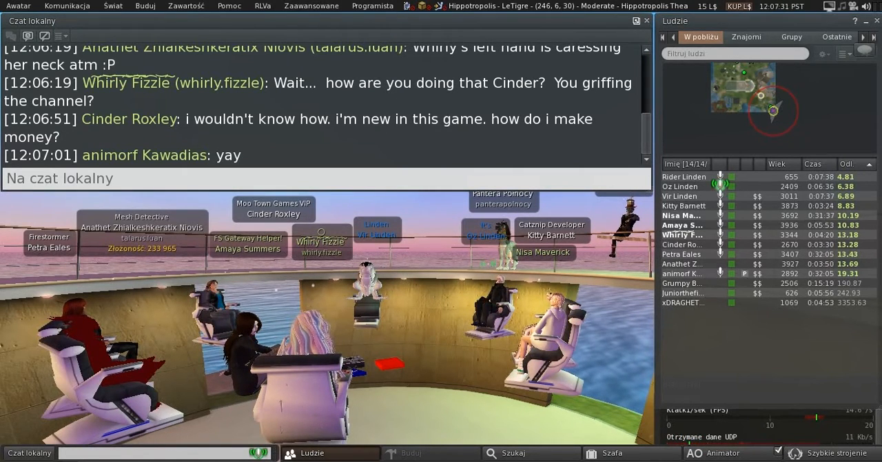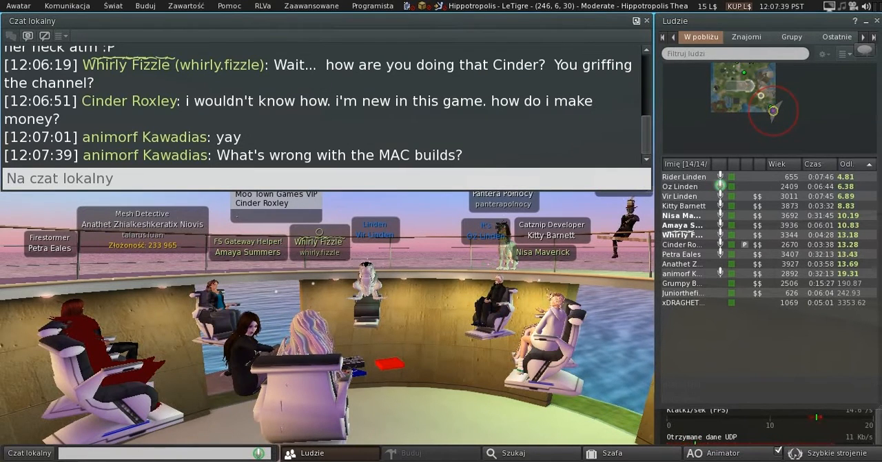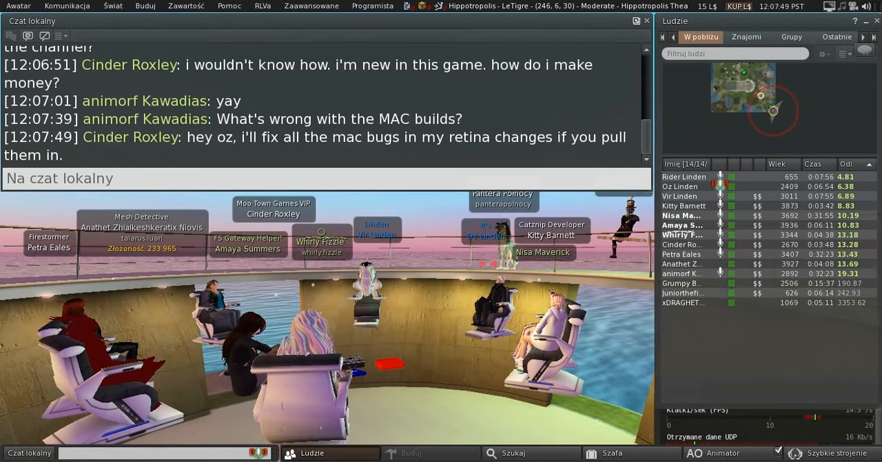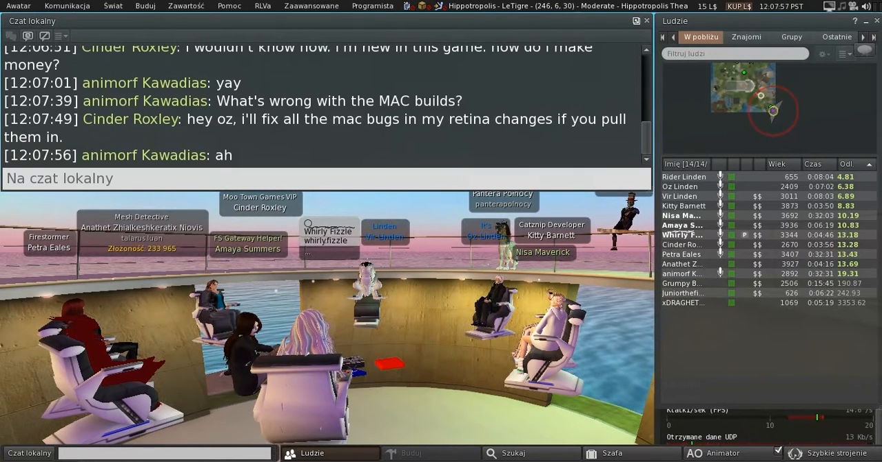A few things updated to newer versions. There's some possibility we'll have a build before the break. It's just that we hadn't done all the library builds for the Mac yet. So we're slogging through that process.